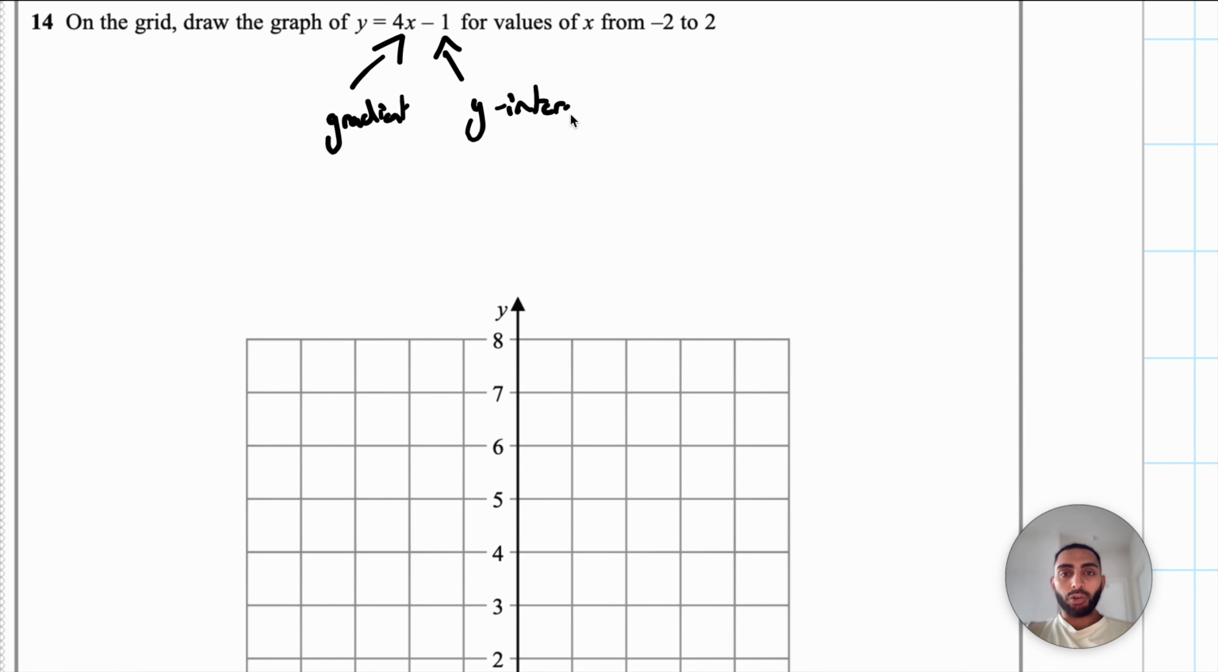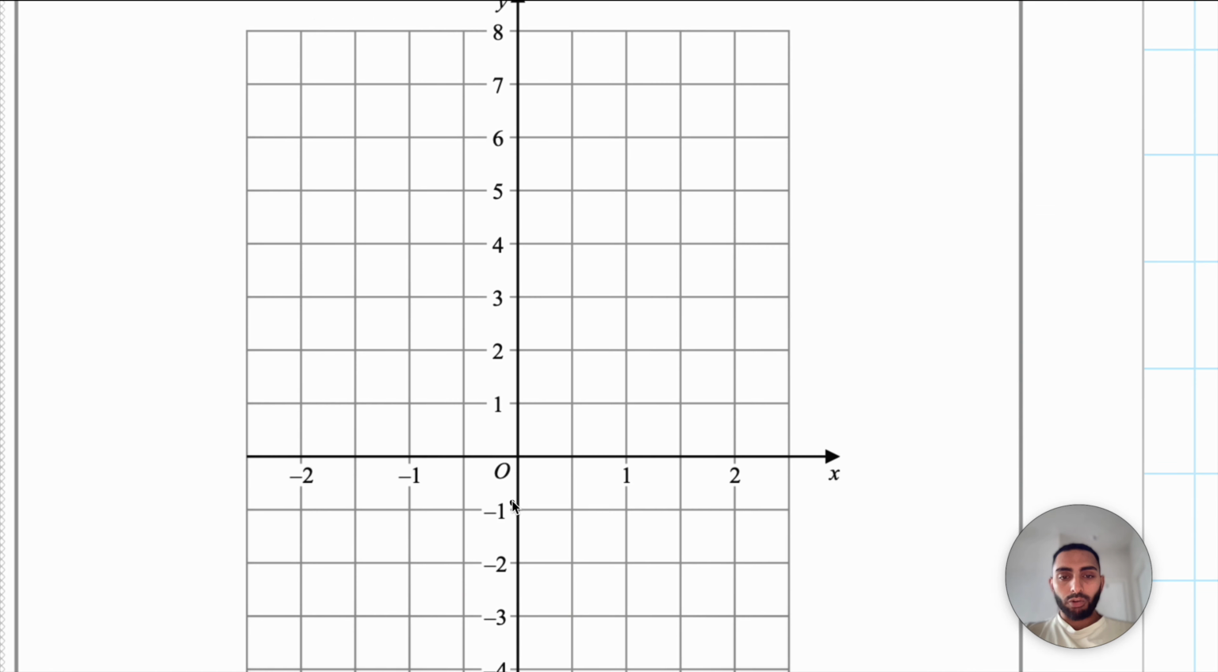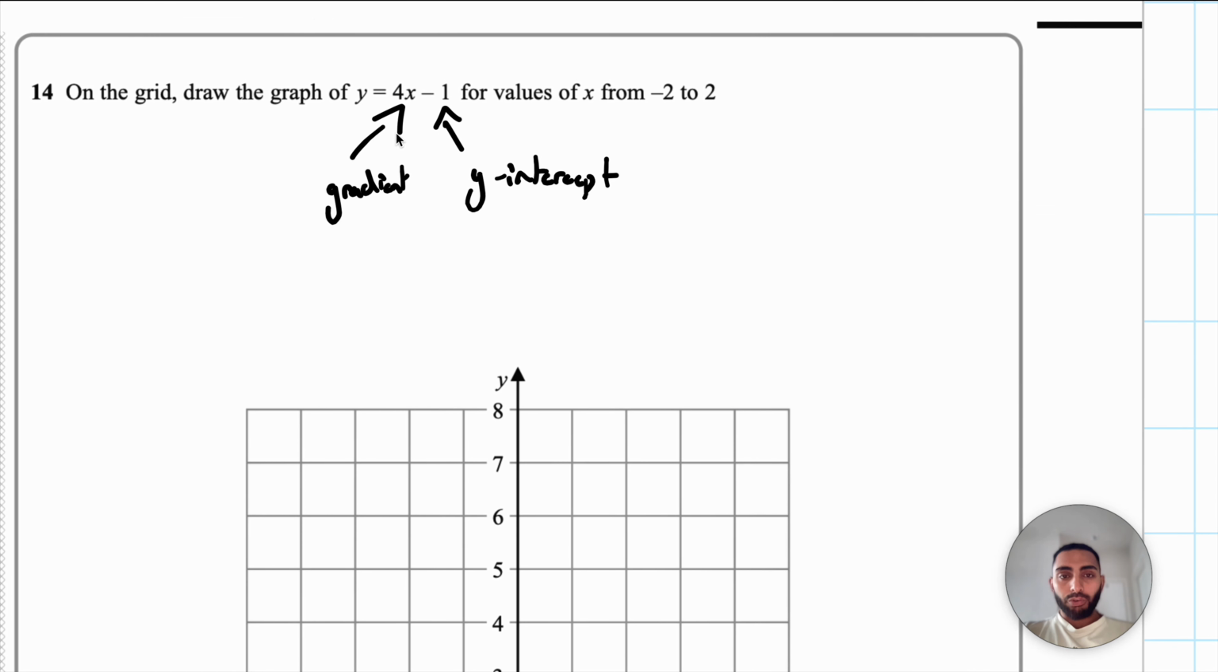It's where the graph crosses the y-axis, the one going up and down. So I already have a point, because I've got this -1, it's telling me that it crosses over there. The gradient is telling me for every 1 across, I'm going up by 4. So every 1 across, I go up by 4.